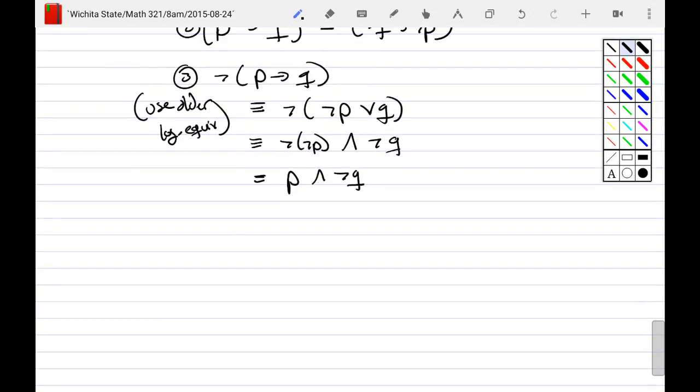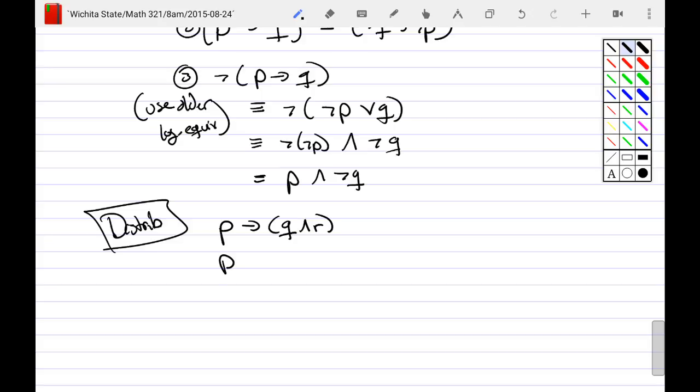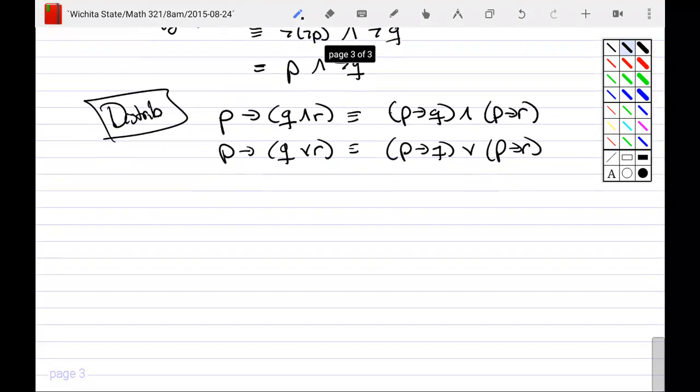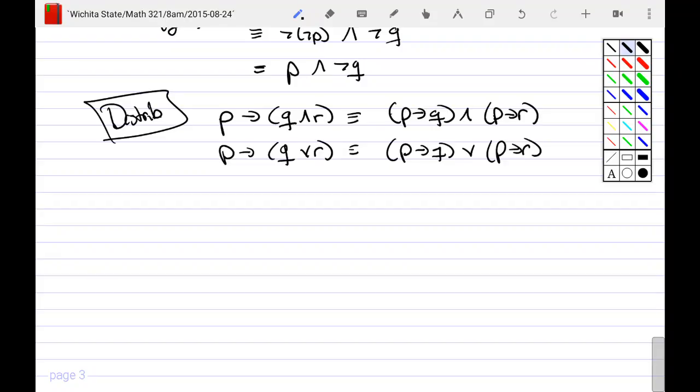Distribution laws. There's 4 of these. What if I had P implies Q and R? What if I had P implies Q or R? These are nice in that it does really what we would expect. This is P implies Q and P implies R. This is P implies Q or P implies R. It does exactly what you would expect, right? The implication just goes right through, and and stays and, or stays or.